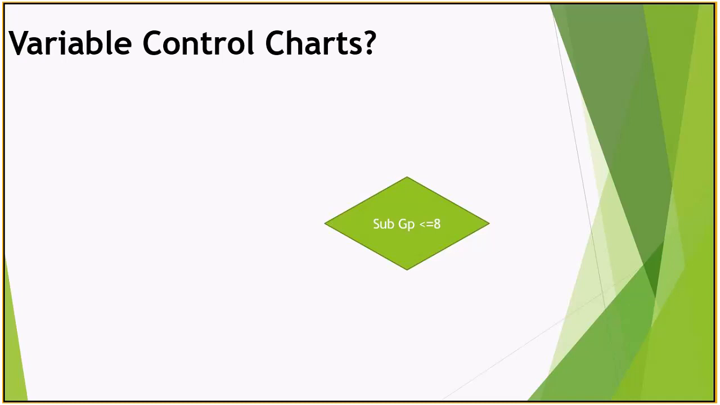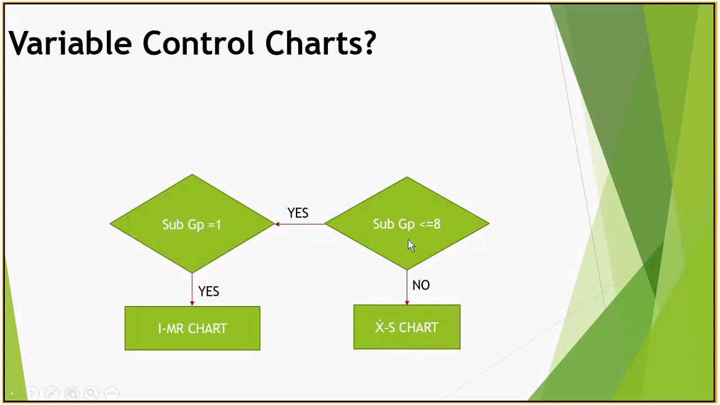This is a very important slide, please be careful here and listen to me very carefully. The first thing is, is your subgroup size less than or equal to 8? If it is no, so my subgroup size is not less than or equal to 8, I have to use the Xbar S chart. If your subgroup size is less than or equal to 8, yes, then you have to ask, is it 1? If the subgroup size is 1, then you have to use the IMR chart.